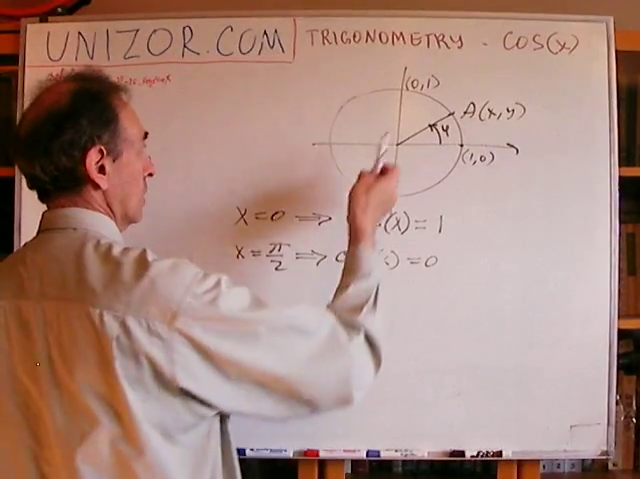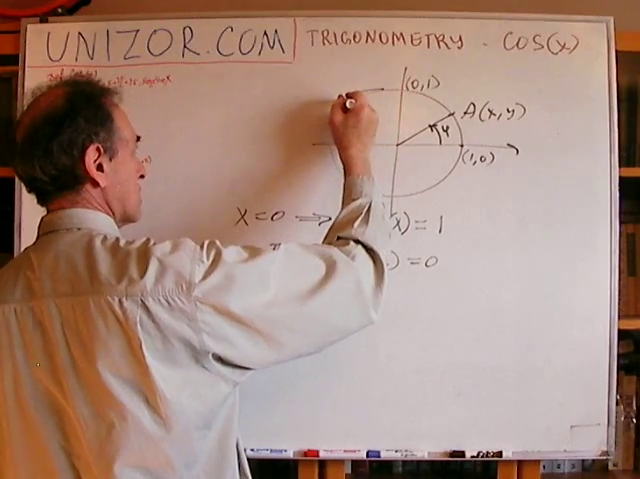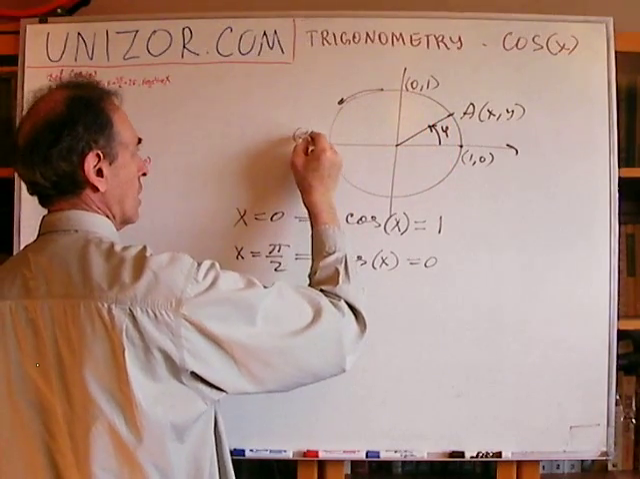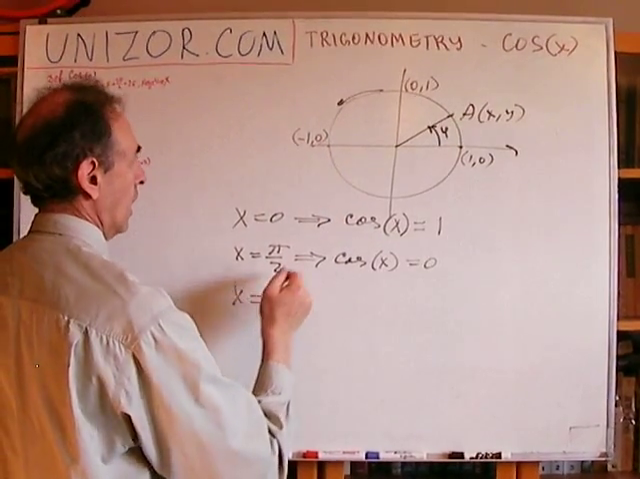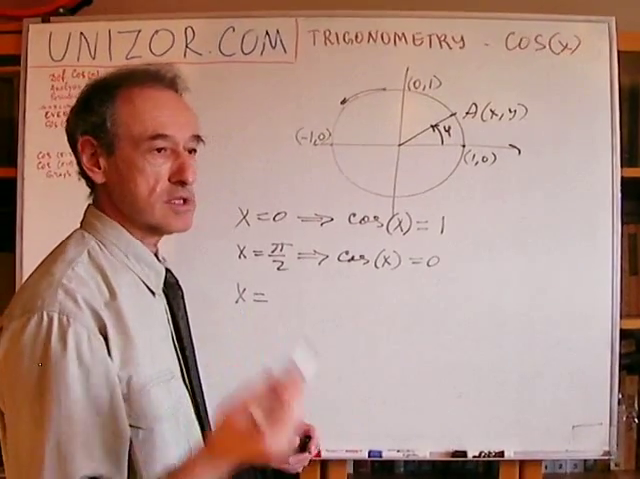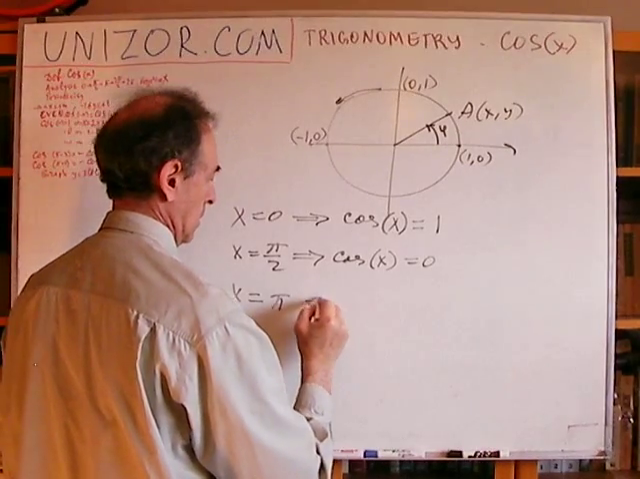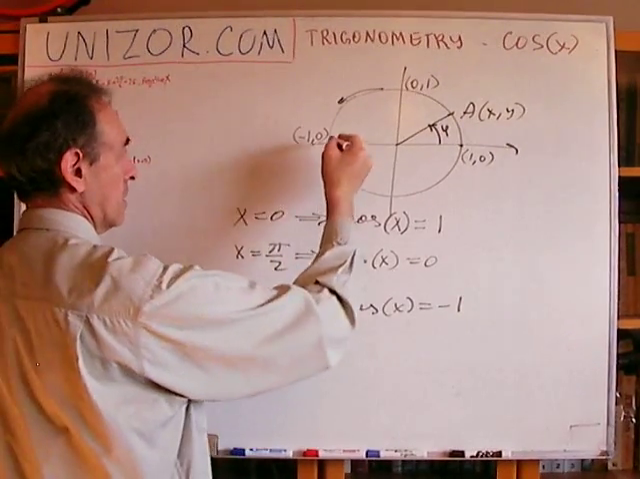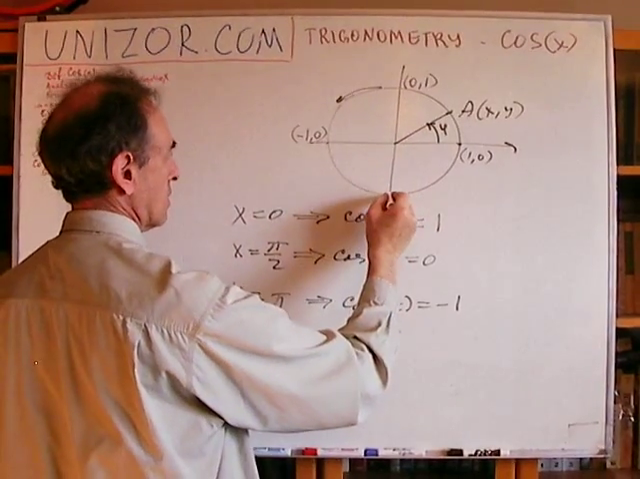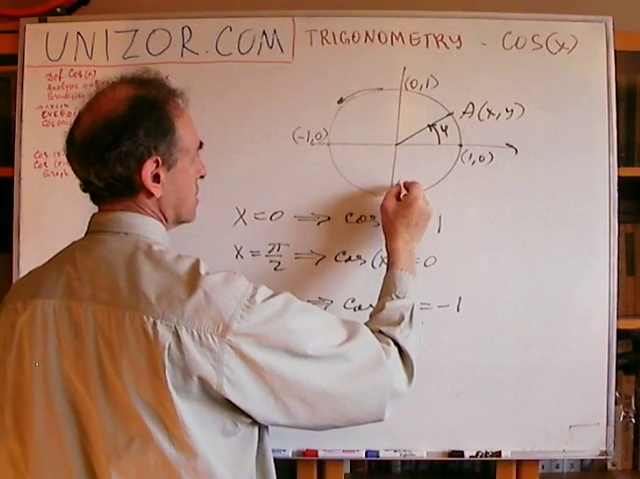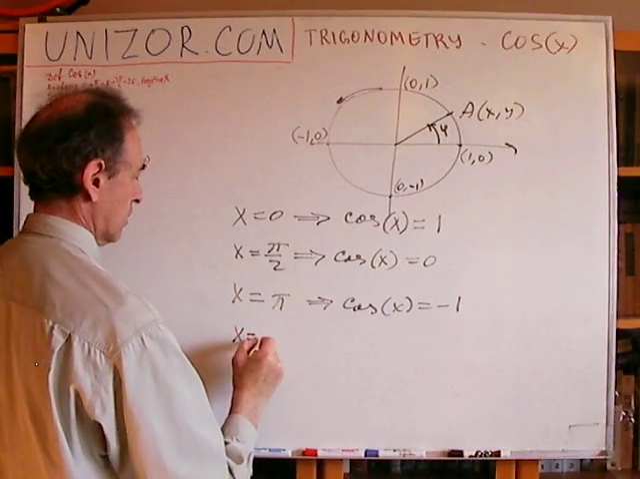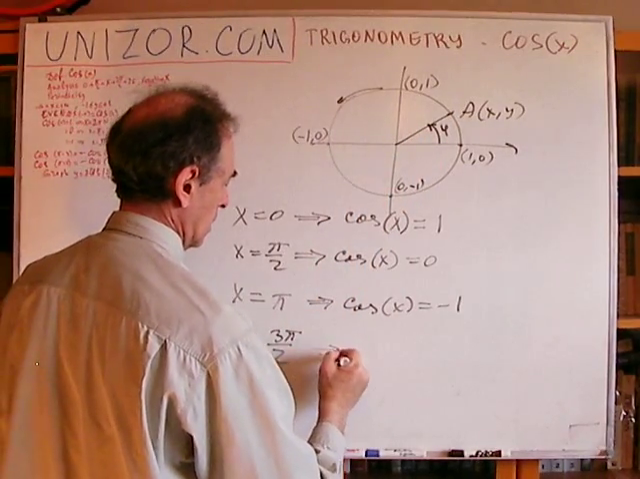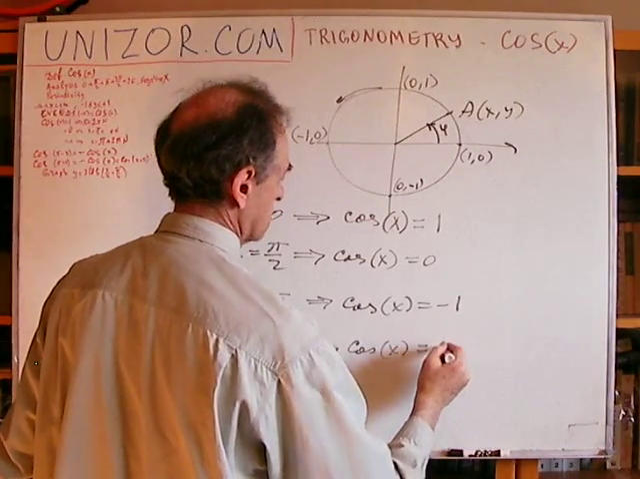All right. Let's move forward in this direction, increasing the angle. Now, as point A moves towards this position, which is minus 1, 0, this is a straight angle, which is 180 degrees or pi radians. And as you see, the x-coordinate is equal to minus 1. Next is 3/4 of a circle. This is the point with coordinates 0, minus 1. So when x is equal to 3 pi over 2, cosine x is equal to 0.